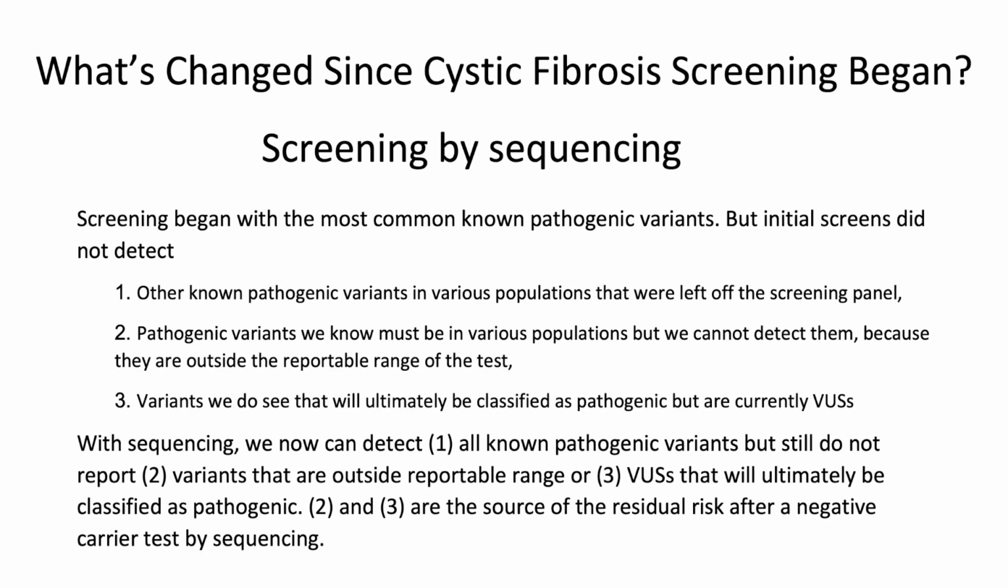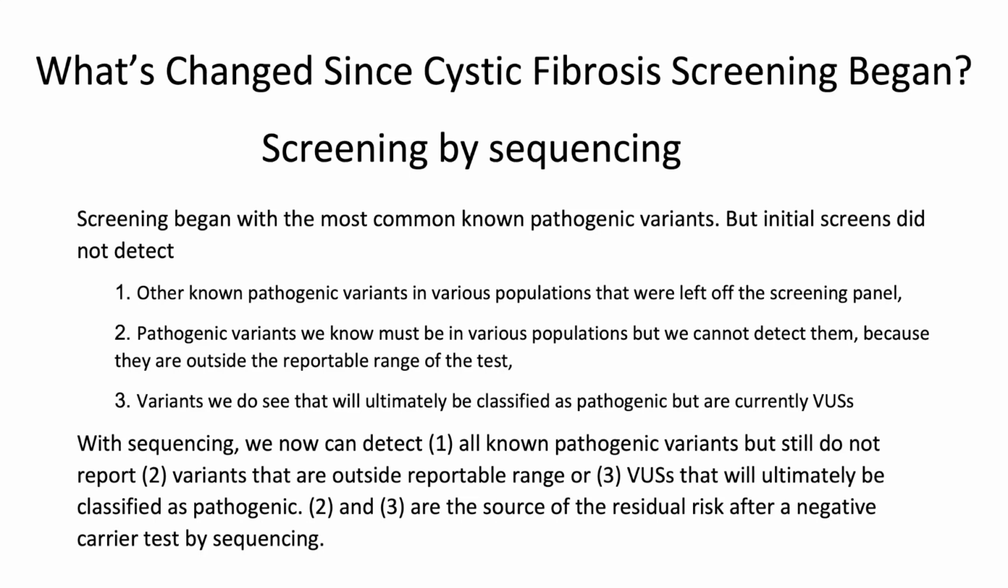Or variants that we actually will see when you sequence, but they're currently classified as variants of uncertain significance, but may eventually be classified as pathogenic. And I kind of refer to those in the paper as proto-pathogenic variants. They will ultimately be reclassified. Of course, at the time, you don't know that.